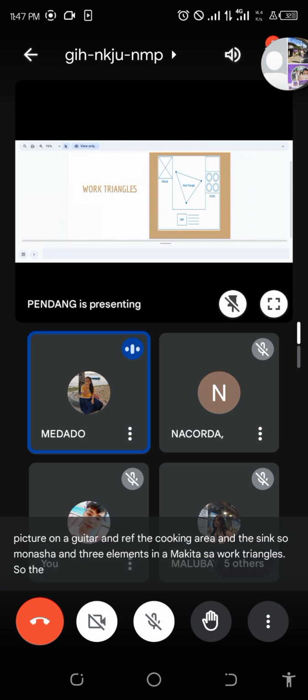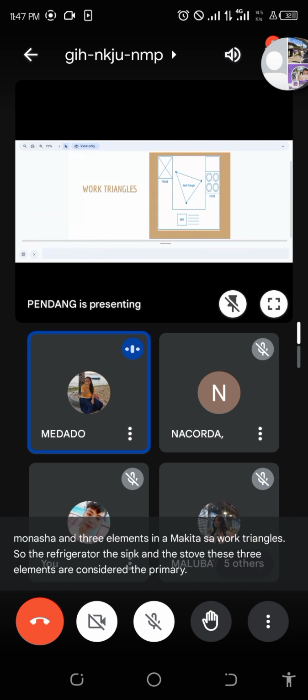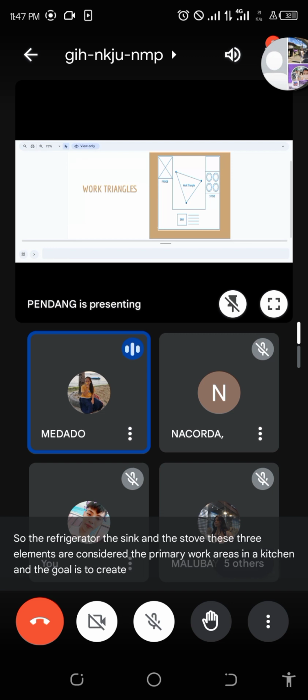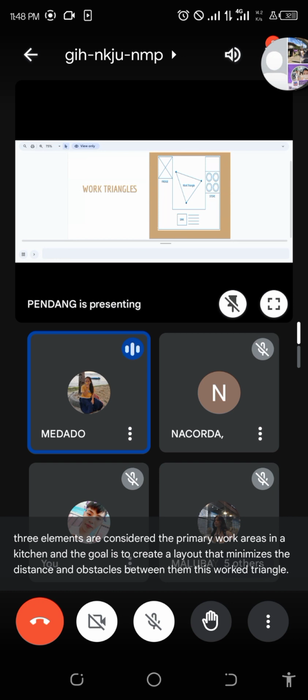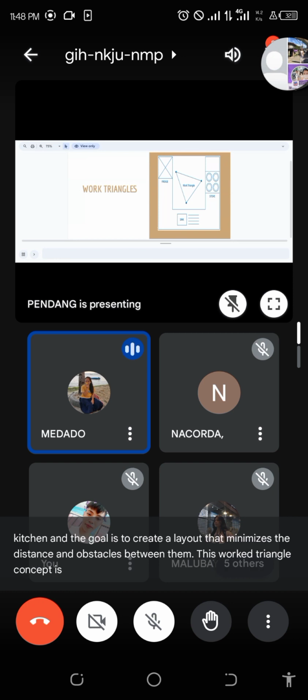So the refrigerator, the sink, and the stove. These three elements are considered the primary work areas in a kitchen, and the goal is to create a layout that minimizes the distance and obstacles between them. This work triangle concept allows for easy movement and reduces unnecessary steps.